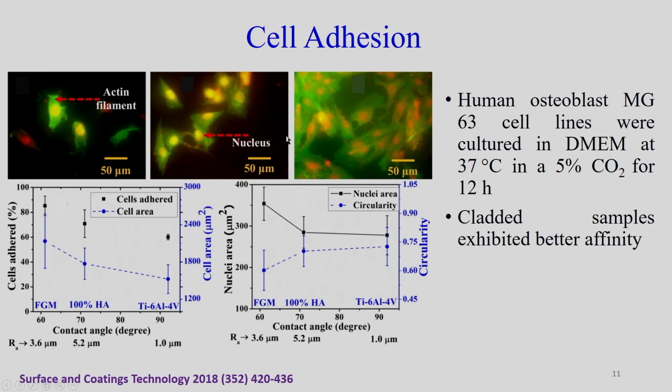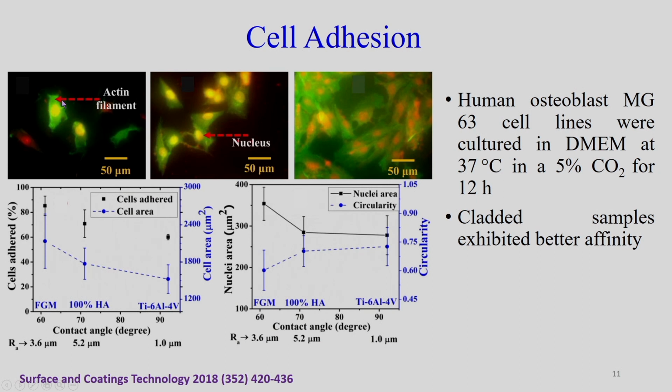Now, again we analyze the cell surface interaction. So, for this cell surface interaction we used the human osteoblast MG63 cell line. They were cultured in the cell culture medium at 37 degrees centigrade in 5% CO2 in a humidified chamber for 12 hours, and after the 12 hours we analyzed the cell features using a microscopic technique, particularly fluorescence microscopy. So, here we just see these are the cells.